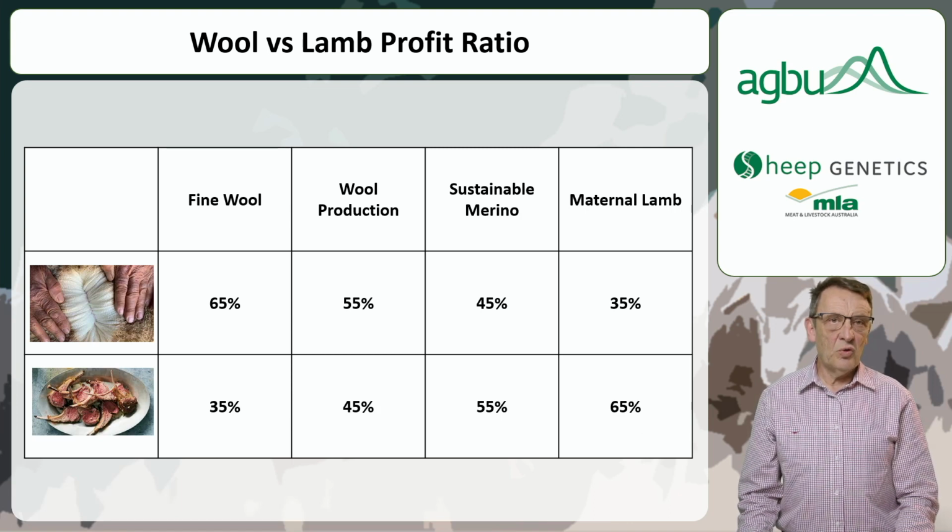Comparing profit from wool versus lamb and surplus sheep sales is a simple way to see the differences between the systems, ranging from the wool focus fine wool index through to the maternal lamb index with its focus on turning off lambs, including crossbreds. The wool production and sustainable Merino indexes fall in between the two extremes.